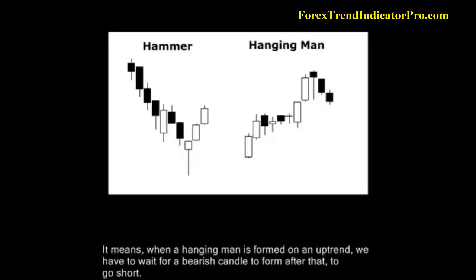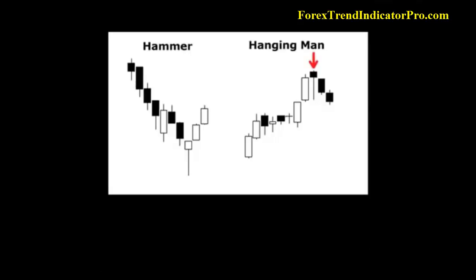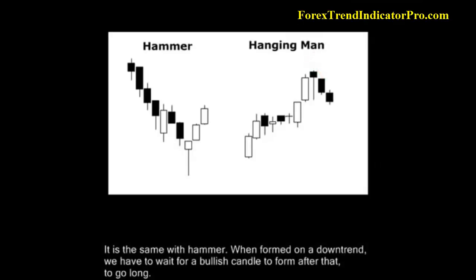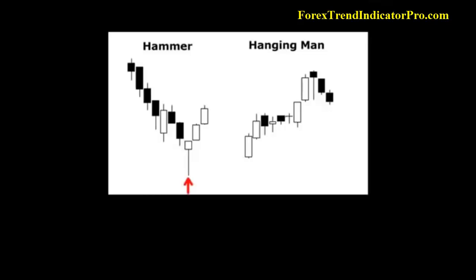It means, when a hanging man is formed on an uptrend, we have to wait for a bearish candle to form after that to go short. It is the same with hammer. When formed on a downtrend, we have to wait for a bullish candle to form to go long.